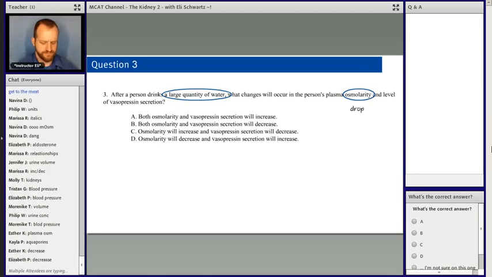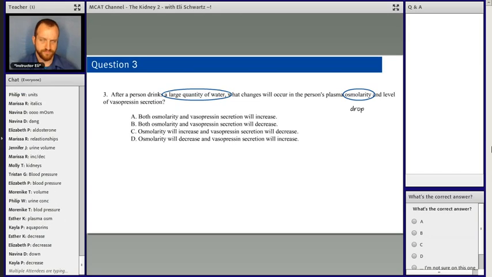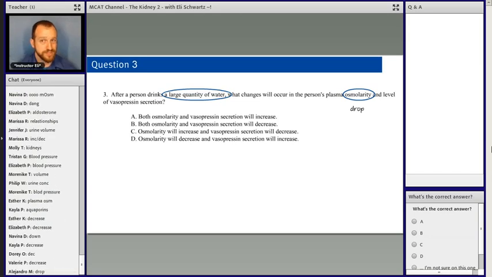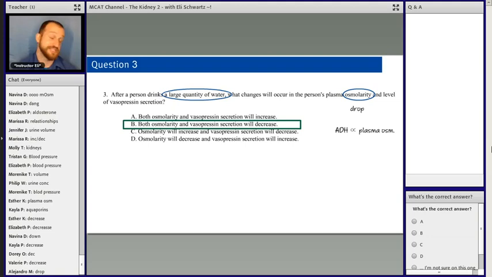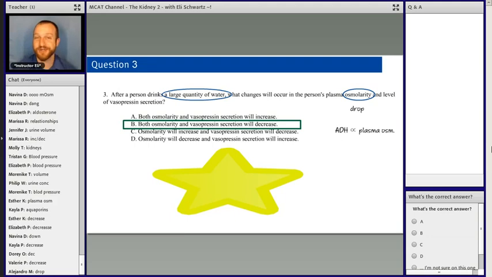Well, vasopressin gets secreted when we've got not enough water. So I guess there's less need for vasopressin, so it better be decreasing. Exactly. ADH is proportional to plasma osmolarity. So if our plasma osmolarity dropped, then our ADH level had better drop. Well, that's choice B. And we did see right about 80% right there for that. So that is absolutely our second gold star of the day.